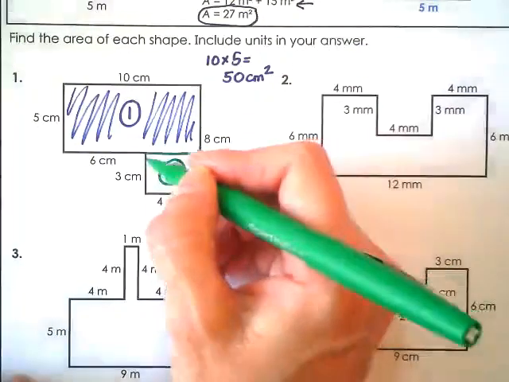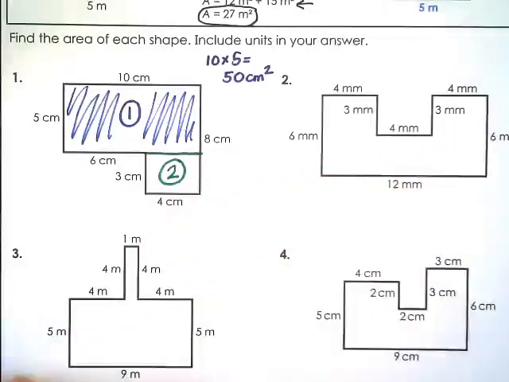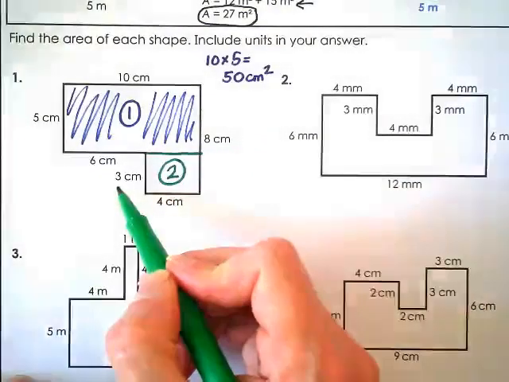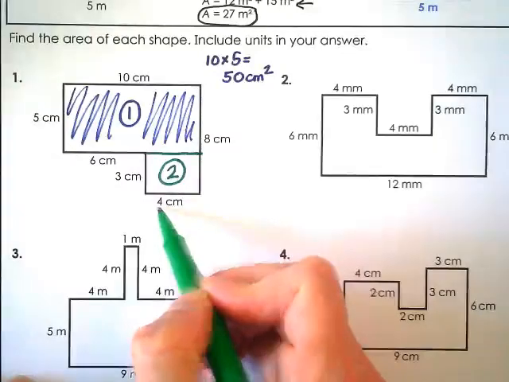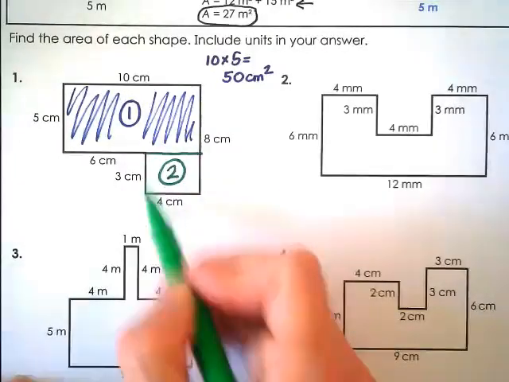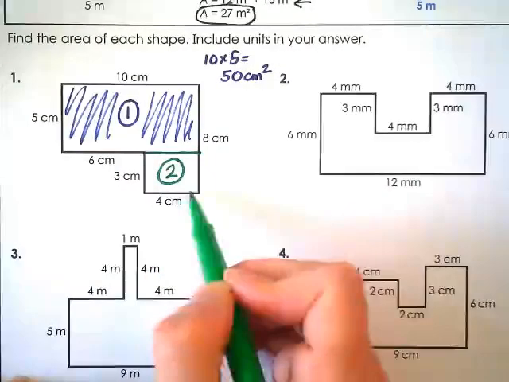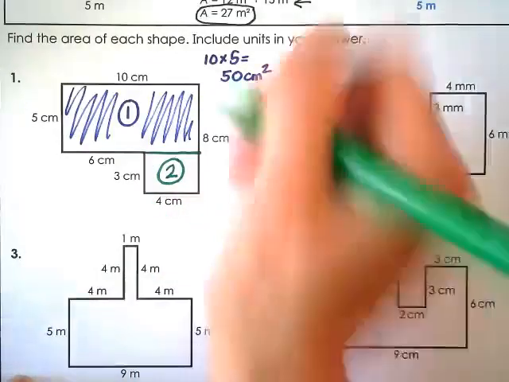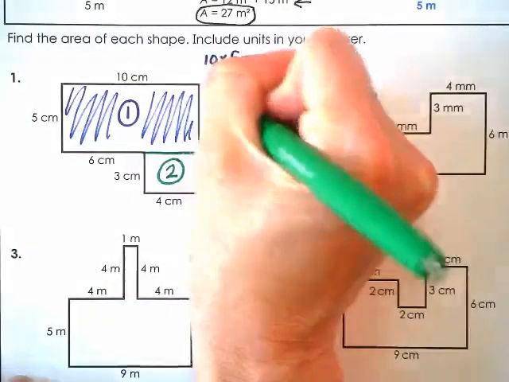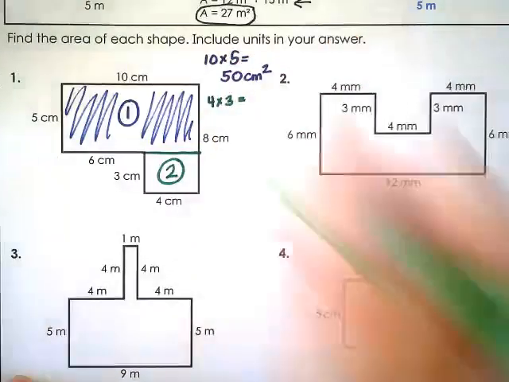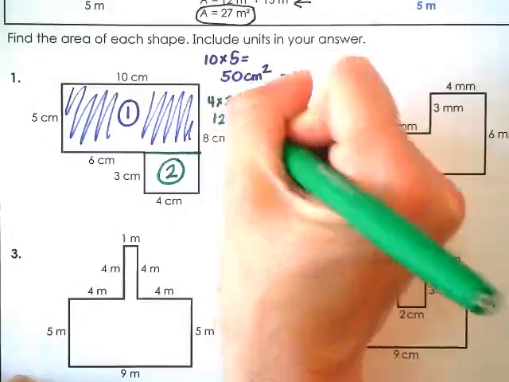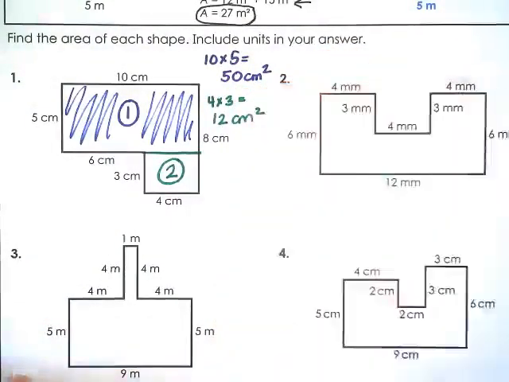Next, I need to find the area of this rectangle. So I am going to multiply 4 times 3, the length and width of just this rectangle, 4 times 3, and I end up with 12 centimeters squared, or square centimeters.